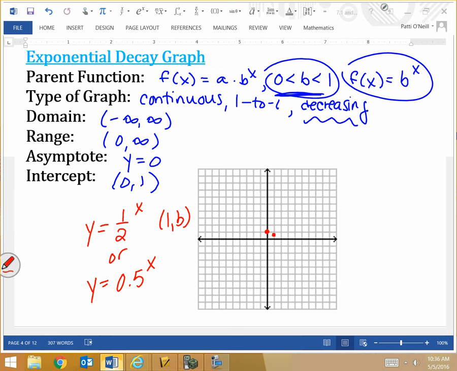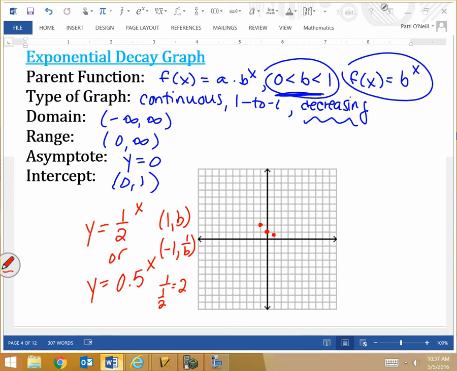My marker is so thick that it doesn't look like it's 1/2. And then I also have the point -1 comma 1 over b. Well, if my b value is 1/2, what is 1 over 1/2? 1 divided by 1/2 is the same as saying 1 multiplied by 2 over 1. So that's equal to 2. So at -1, I have a y value of 2. So there's my template for my graph.